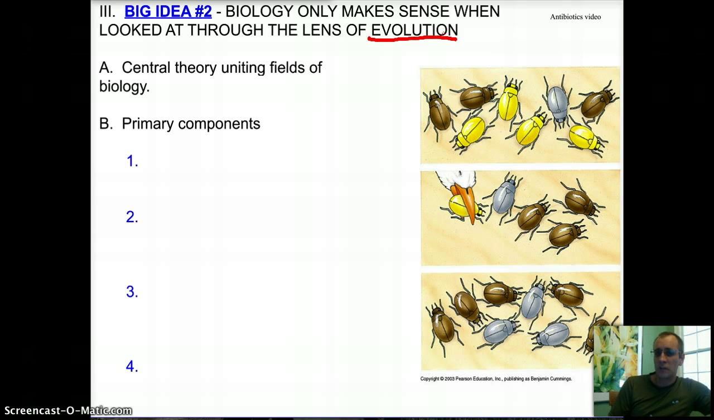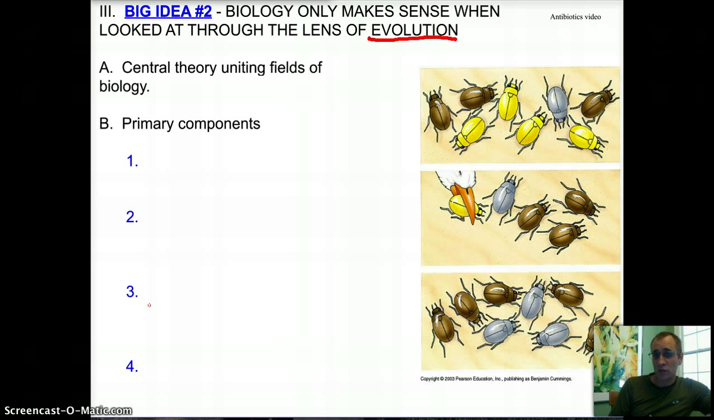Now, you need to understand before we even start talking about natural selection what evolution is. Now, evolution is just a change in the genetics of a population over time. Okay, so it's a change in the genetics of a population over time. Natural selection is one cause of that change.